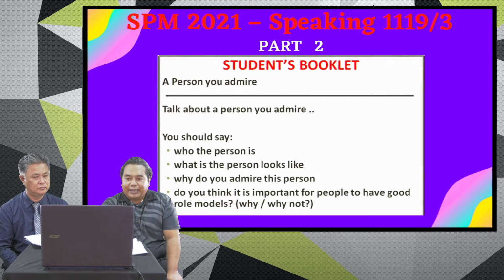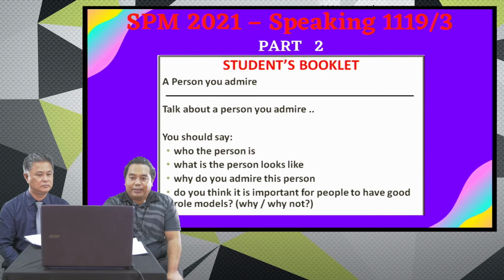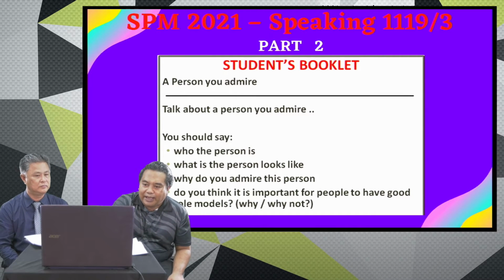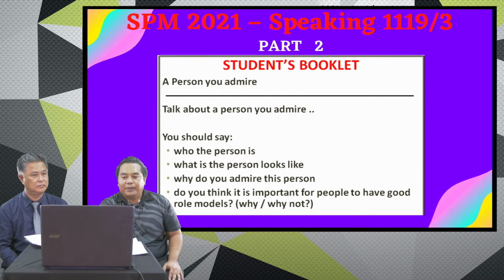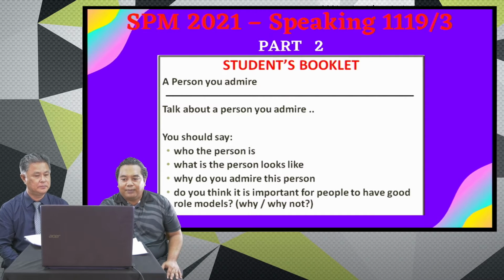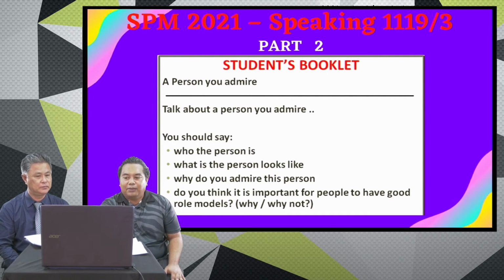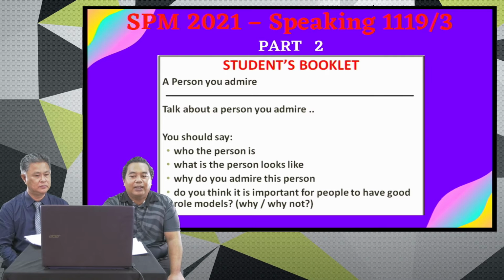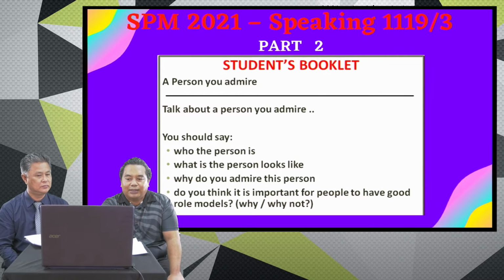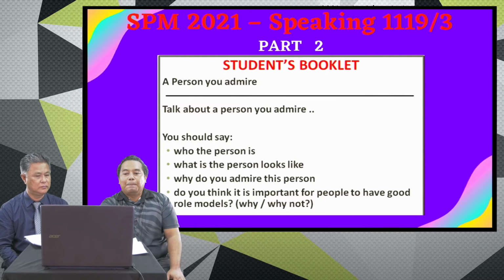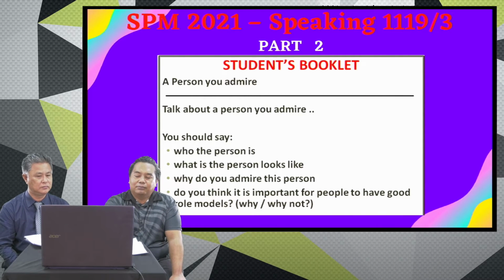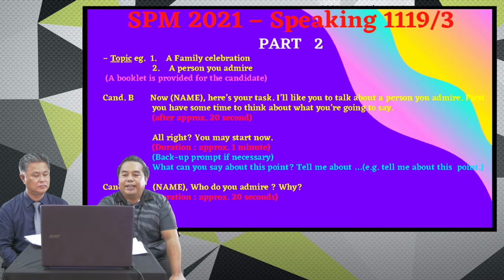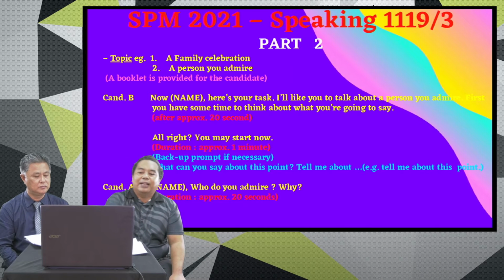Okay, let's look at the candidate B booklet, the student booklet. Candidate B will get a person you admire. Talk about the person you admire. You should say who the person is, what the person looks like, why you admire this person, and do you think it is important for people to have good role models, why or why not. And then the interlocutor will give 20 seconds for the student to think and make the answers. Like the first candidate, he will say, alright, you may start now.